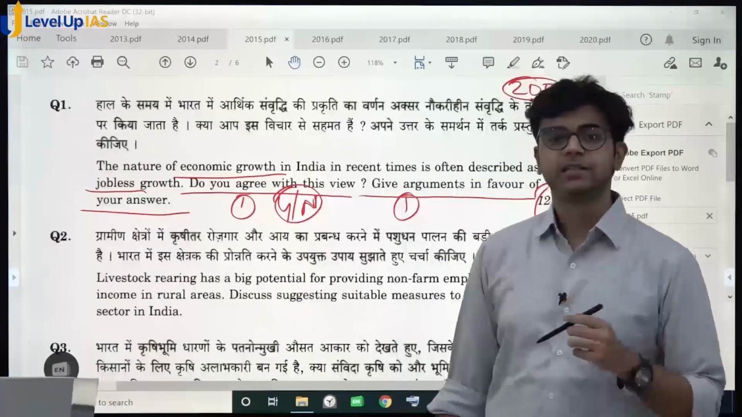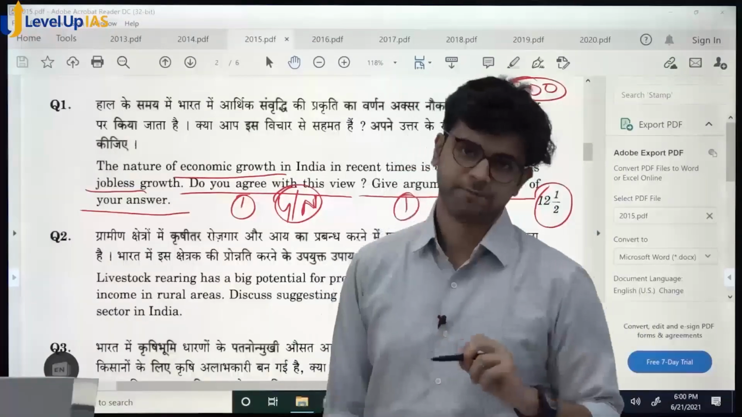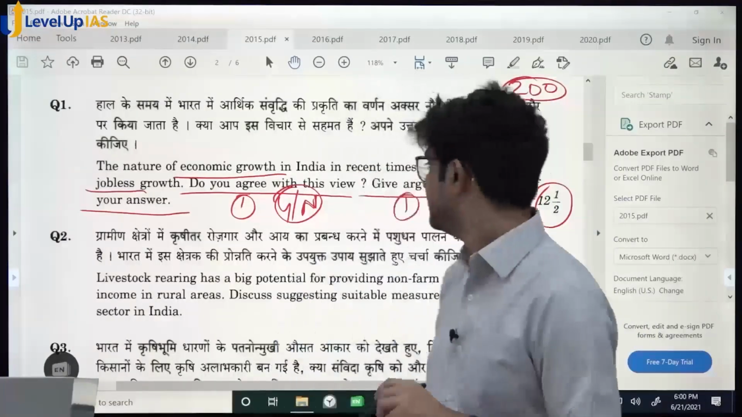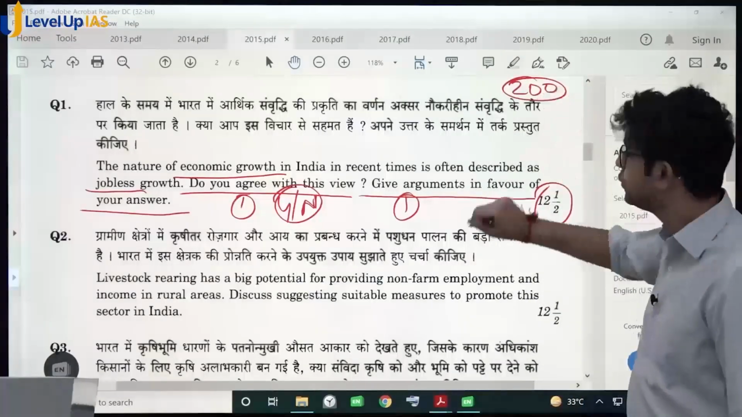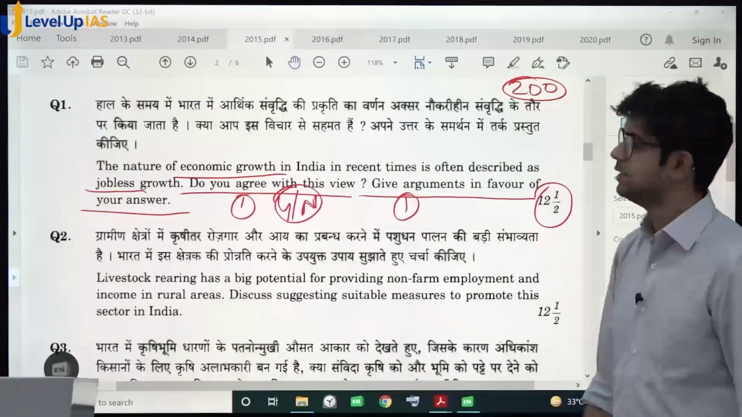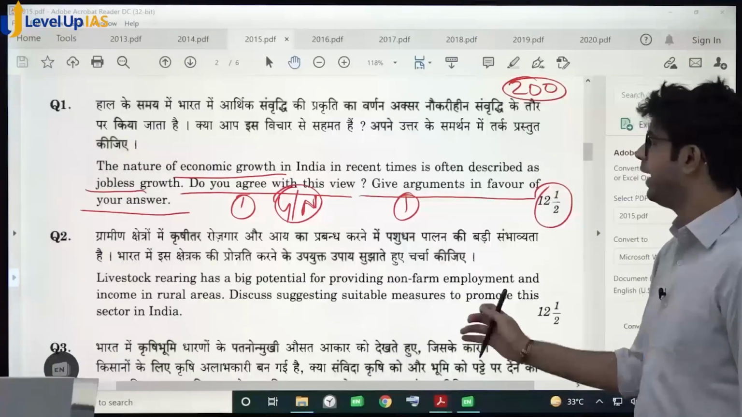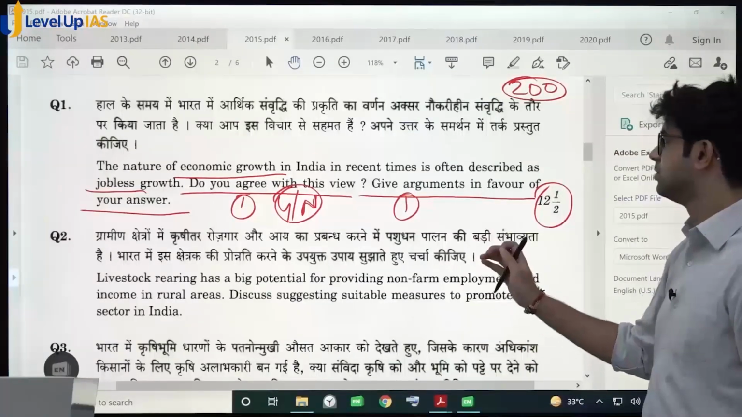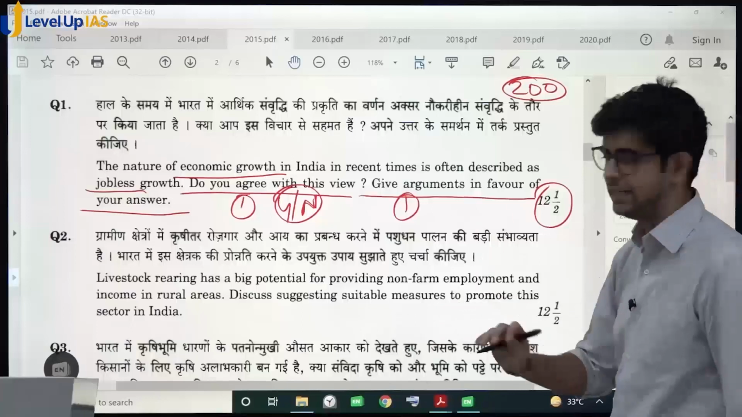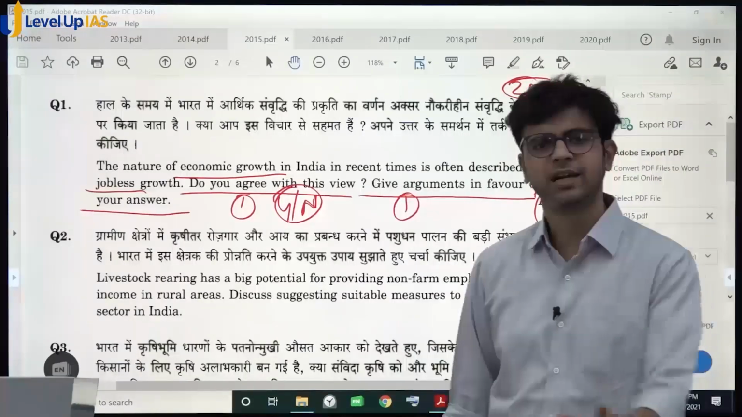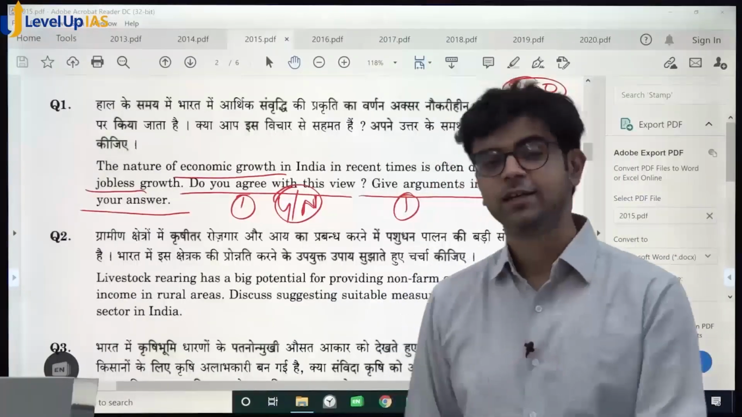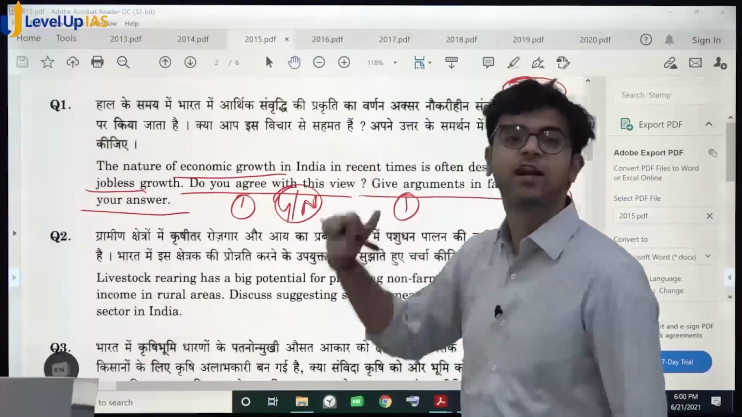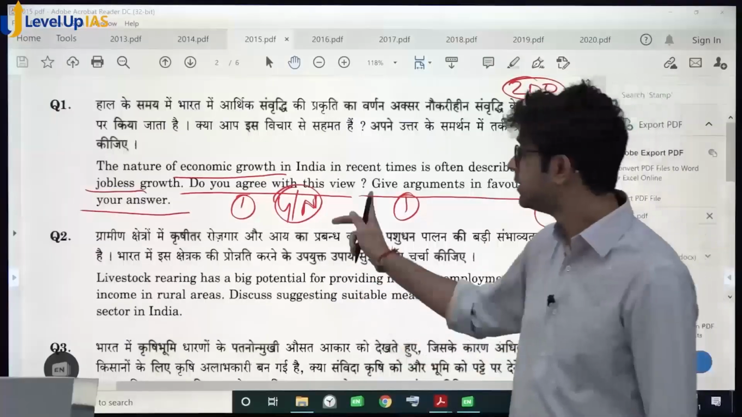That makes this question a very tough question. Why? If there are 3 parts, you can easily go up to 200 words. There is only one part in the question. Do you agree that jobless growth is happening? That is the crux of the question. Do you agree that recent growth which is happening is jobless? Simple. One part, 200 words. Difficult question. Content is easy, question is very difficult.